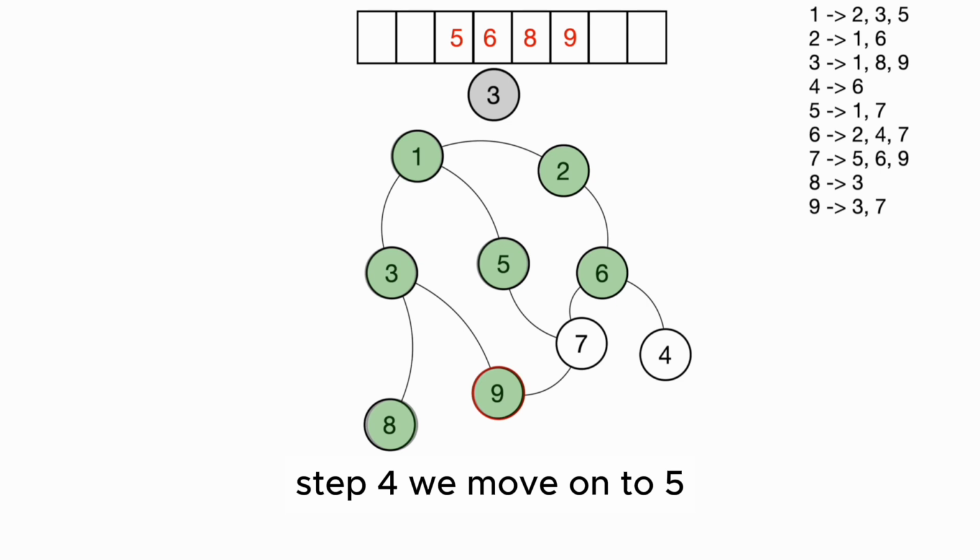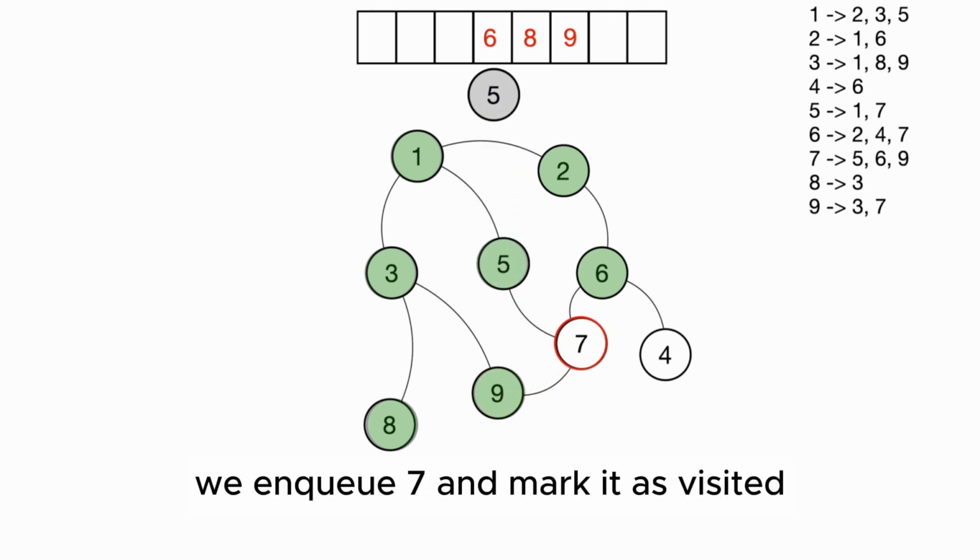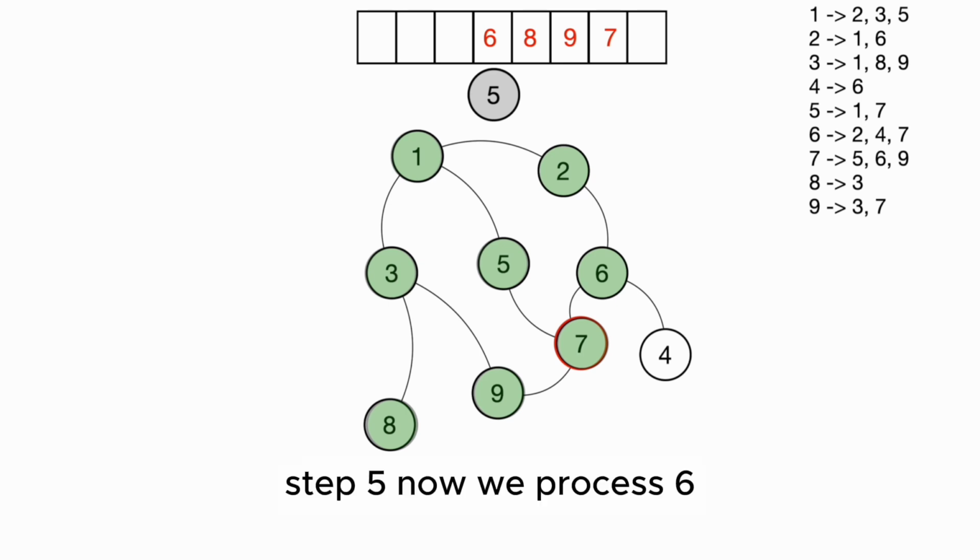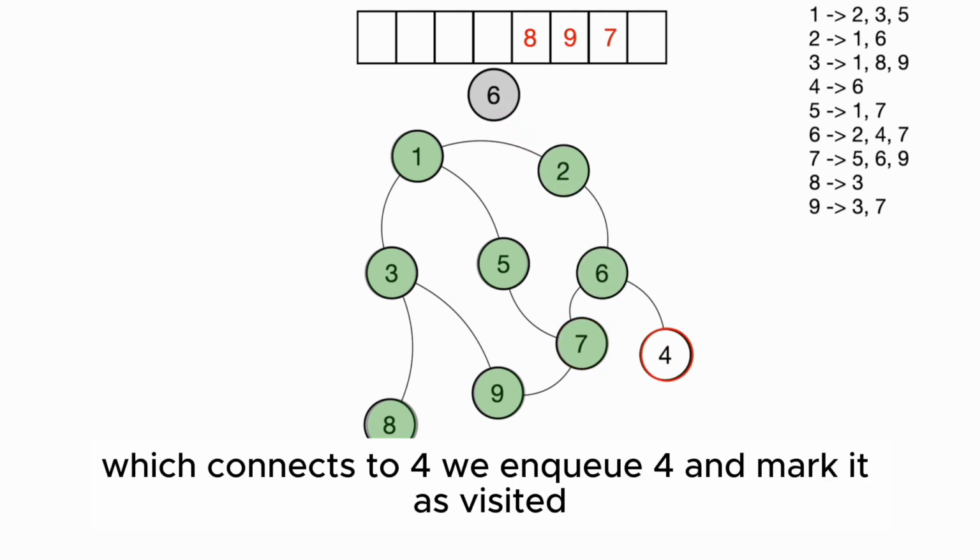Step 4, we move on to 5, which connects to 7. We enqueue 7 and mark it as visited. Step 5, now we process 6, which connects to 4. We enqueue 4 and mark it as visited.